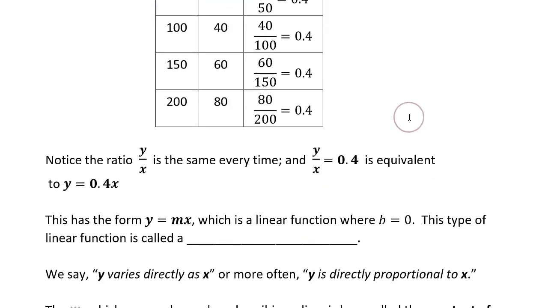The ratio y over x is the same every time. And if you take that ratio and solve it for y by multiplying by x on both sides, the x would move over to the right side, creating the equation y equals 0.4x. This has the form y equals mx, which is like y equals mx plus b if the b was a 0 here on the end. This type of linear function is called a direct variation.